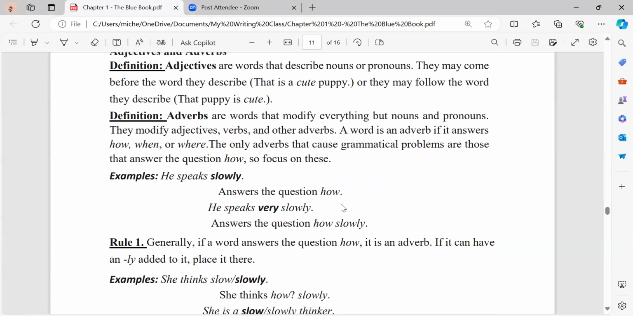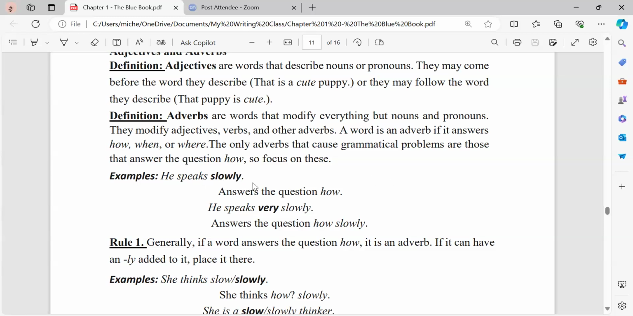And then the definition of adverbs. They're words that modify everything but nouns and pronouns. They modify adjectives, verbs, and other adverbs. So adverbs technically are sort of like additional information to the verb. That's why it's adverb. I usually use an abbreviation, additional verbs, to remind me of what adverbs are.